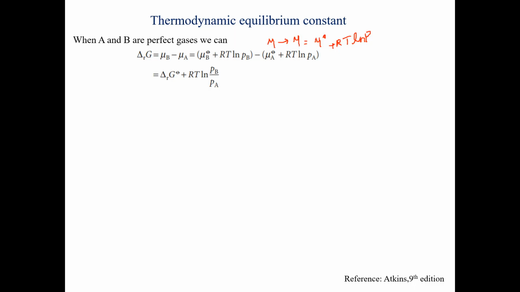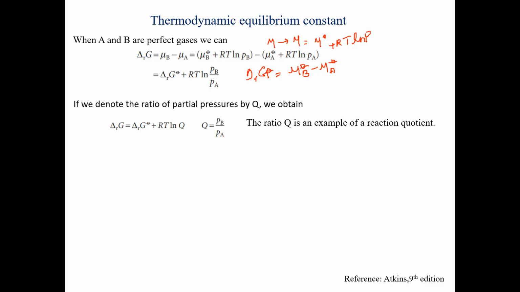So, we know delta RG0 becomes equal to mu B0 minus mu A0. Just rearranging this equation, we get this form, delta RG0 plus RT ln PB by PA. If we denote the ratio of partial pressures by Q, we obtain delta RG is equal to delta RG0 plus RT ln Q. Q corresponds to the reaction quotient.